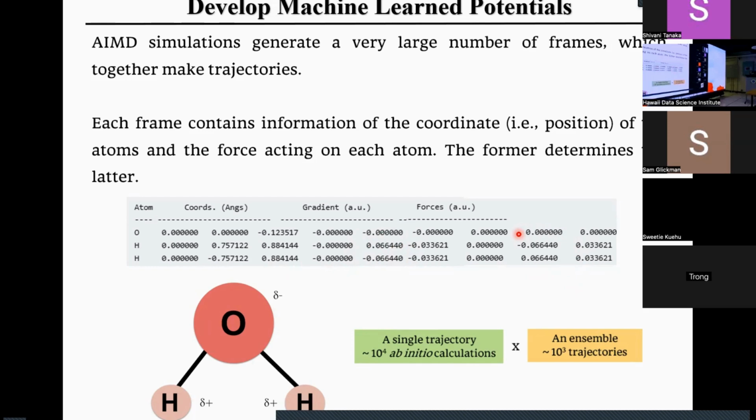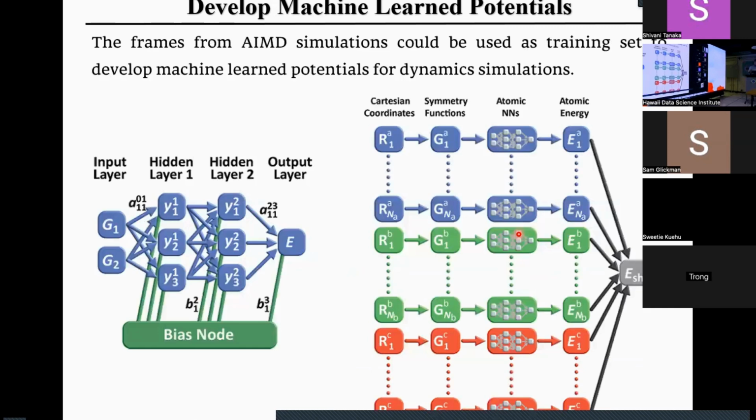And we're talking about millions, if not tens of millions of them. Our goal is to use them as input to develop very complicated machine learning based analytical functions. So next time we run our simulations, instead of calling these ab initio calculations, I can just ask my machine learned potential what the forces are, and it can spit back the forces within a split second, even much less than that.